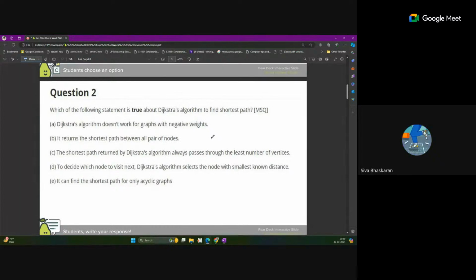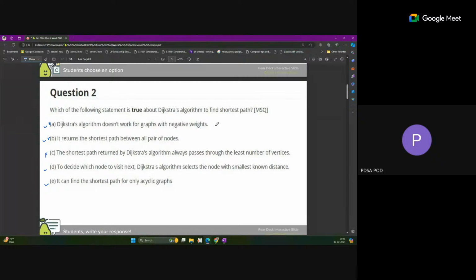E is true. A is true. D is also true. P is also true. C is false. Sir, A is false because it works with negative weights. No, it doesn't work with negative weights. B is false. B is also false. Does not give for all pairs of nodes. Dijkstra doesn't work for negative weights. So B and C are false, and the rest are true.